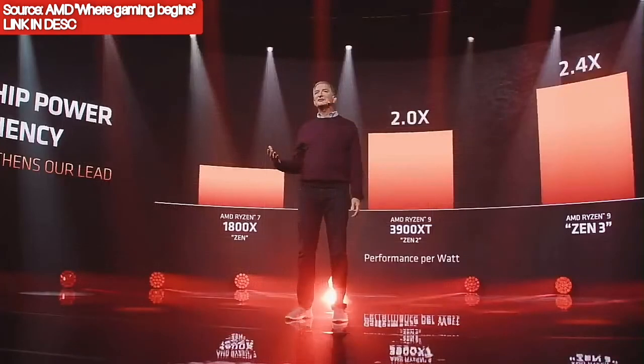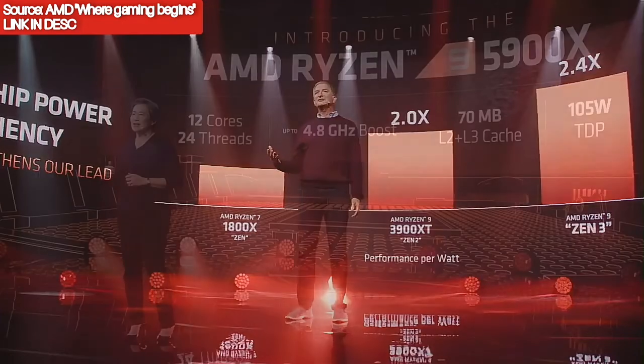So I am going to show you another screenshot from AMD's Where Gaming Begins video. You can check it out in the link in the description below. The performance per watt improvement from Zen to Zen 3 is what is shown in this photo. You can see the first one is Zen, which had a very low performance per watt ratio, and then Zen 2 doubled the efficiency, and Zen 3 improves the efficiency even more. So AMD has been really working on performance per watt.